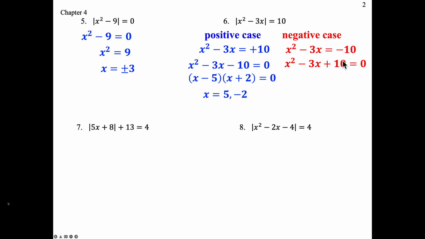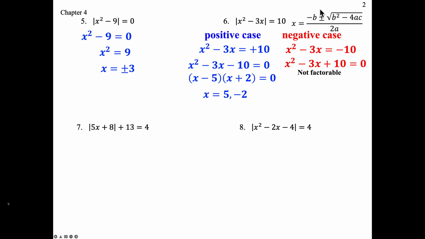Let's see if this factors. What two numbers multiply to be 10 and add up to be negative 3? Well, if we're going to add up to be a negative 3, both numbers have to be negative, and they have to be smaller than negative 3. So my only option here is negative 1 and negative 2, which will add up to be negative 3. However, negative 1 and negative 2 don't multiply to be 10. So this is unfactorable. If something doesn't factor, remember back in the day, you go to the quadratic formula.